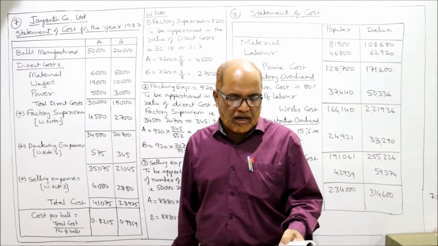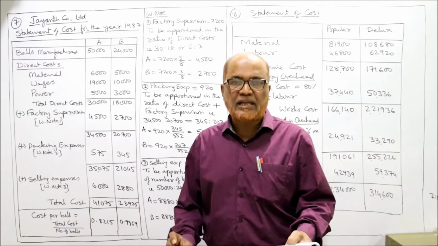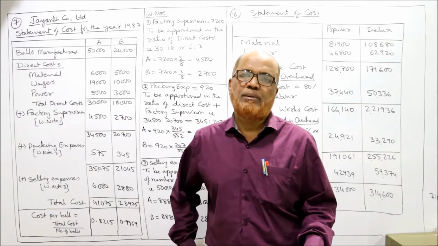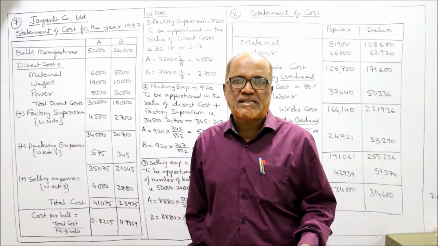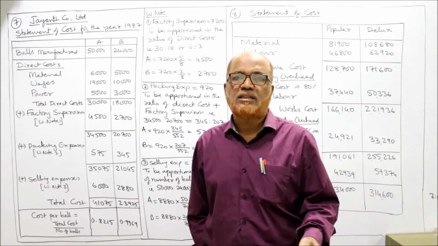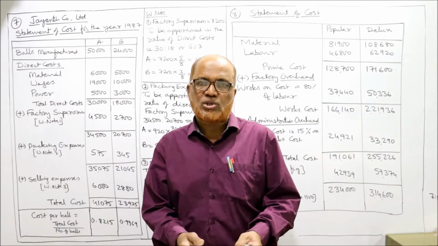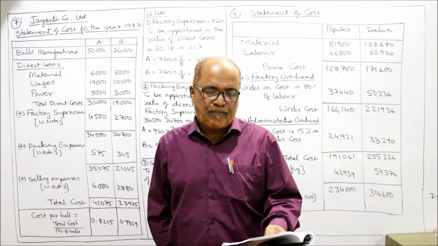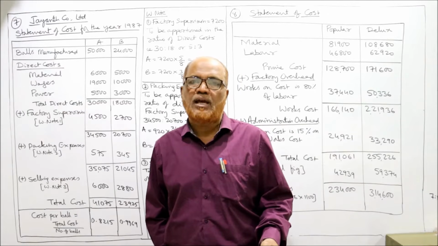Then costs incurred are material, wages, power. The total of these material, wages, power is 30,000 for A balls and 18,000 for B balls. Remember, these are the direct expenditure. Material, wages and power is the direct expenditure. So total direct expenses are 30,000 for A balls and 18,000 for B balls. Other costs: factory supervision 7,200, packing expenses 920 and selling expenses 8,820.